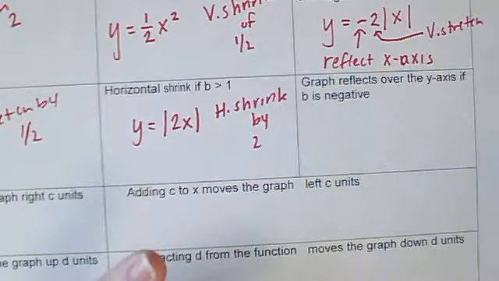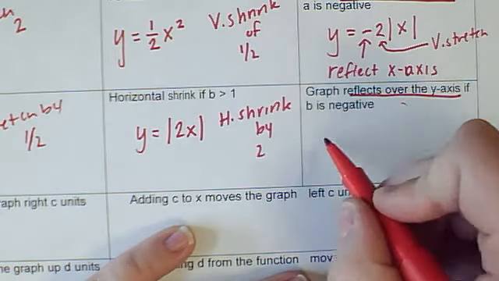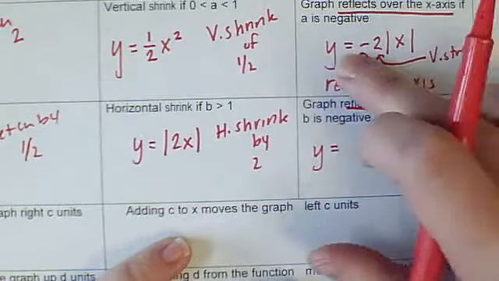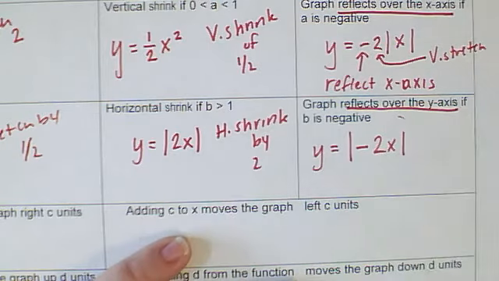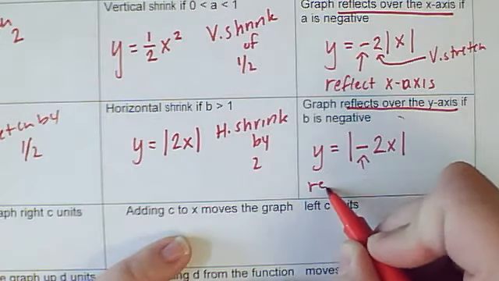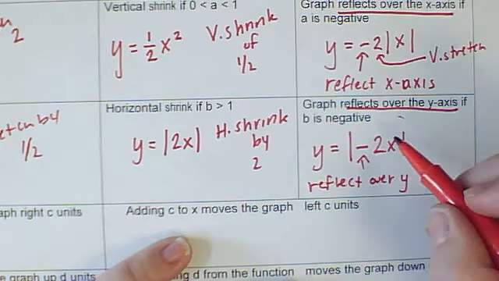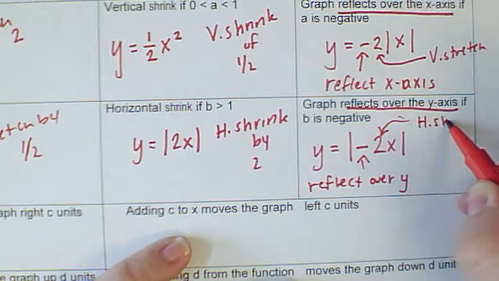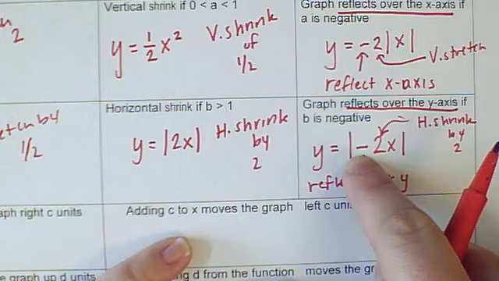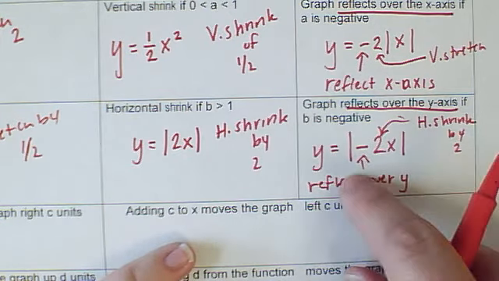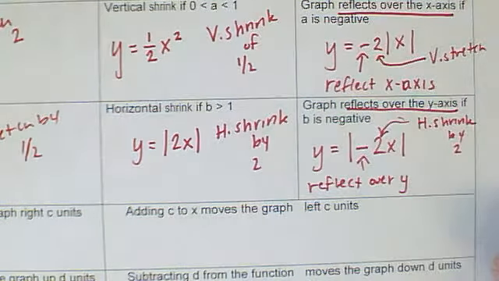Okay, if the b is negative, so if it's negative on the inside, it's going to reflect over the y-axis. So if I'm looking at the opposite version of this, I'm going to have a negative on the inside of the bars. So that negative will reflect over the y. And the 2 is going to be a horizontal shrink. So the negative plays its very own role, and then the number, since it's on the inside, is either a horizontal shrink or stretch. Okay, so there's your a and b.